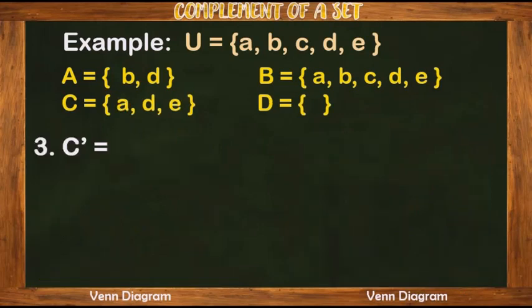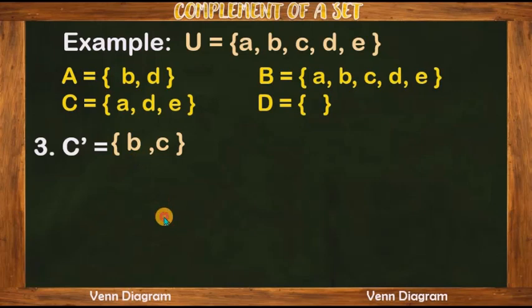Okay, so let's try number 3, the complement of set C. What are the elements of set C? A, D, E. So going back to the universal set, remove all the elements of set C, which are A, D, E. What is left is B and C. So that's the complement of set C.